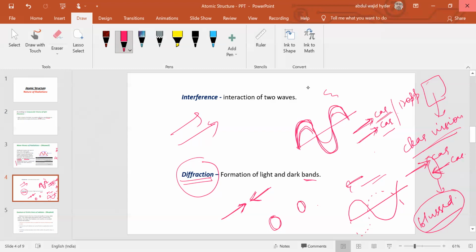Yes, sir. Fine. So this is about interference and diffraction. Interference means two waves superimpose each other. That is constructive overlapping. And diffraction means two waves oppose each other, means destructive overlapping. This is destructive, the resultant will be 0, and here the resultant will be maximum. This will be constructive overlapping.